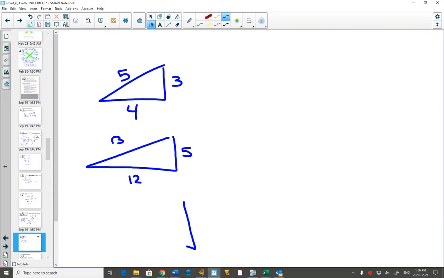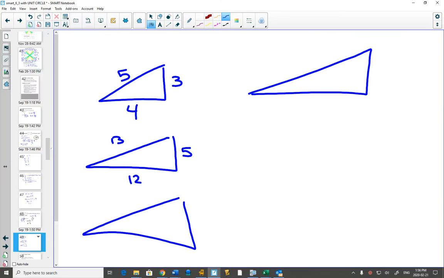Now, I'm going to show you a third one that follows the same pattern, and you have to try to figure out things about the fourth one. So there's one with 7, 24, and 25. So your job is to try and tell me, what do you think some of the sides are on the next one? Even if you can only see one of the sides, that's fine. Any ideas what you think the next one would have?